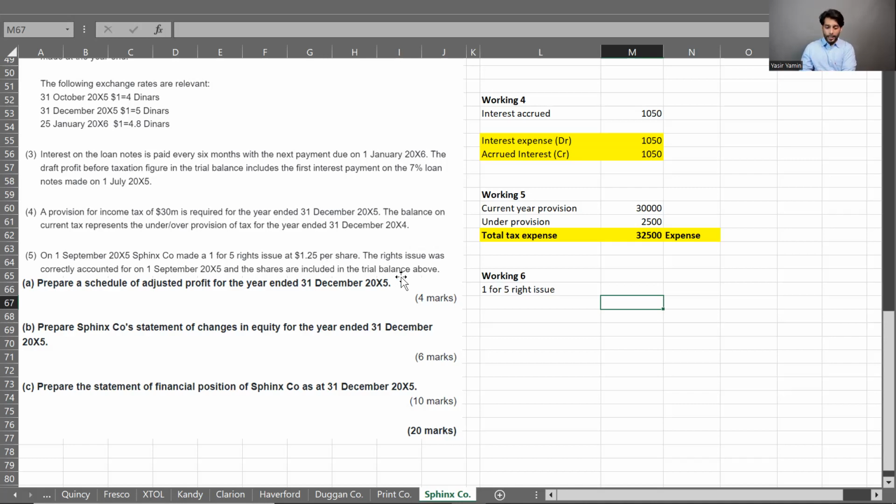It says that the rights issue was correctly accounted for on 1st September X5 and the shares are included in the trial balance. Now the rights issue has already been accounted for. If it's already been accounted for, why should I worry? Is there anything to do here? There is a specific reason why I should be recalculating this number. Why?